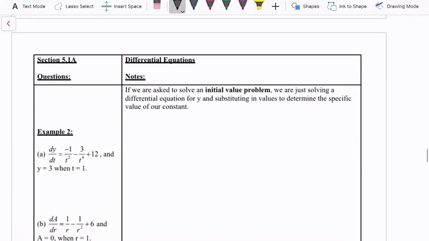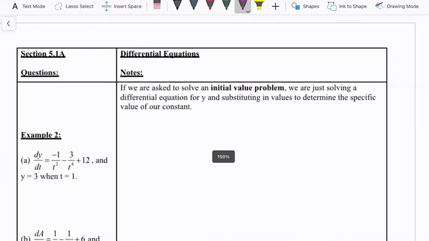Okay, let's flip over. We spent a lot of time finding the general solutions. Now we're going to find the particular solutions.